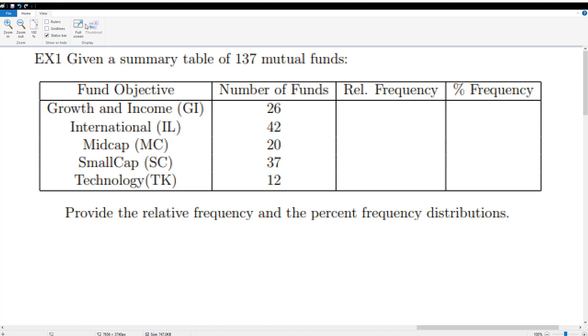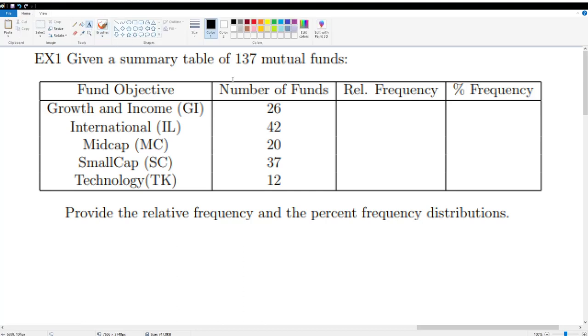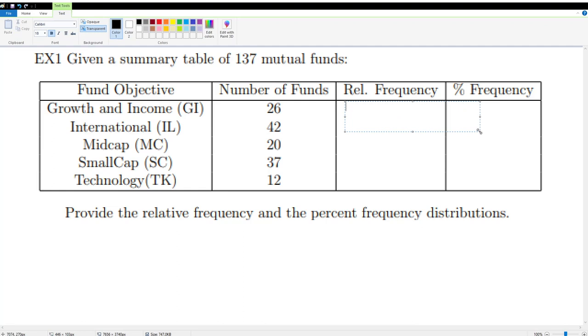So for relative frequency, if we have a total of 26 funds doing growth in income, and we have a total of 137 funds, as indicated by that 137, then if you want to compute it to be relative, it's going to be roughly 0.190. In this class, we're going to round nearly everything off to 3 decimal places. Sporadically, you might see a 4th decimal place, but we'll usually stick with 3 decimal places.